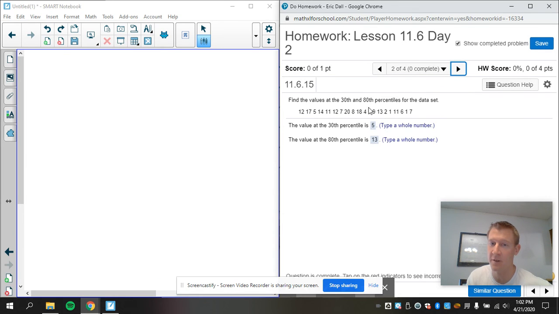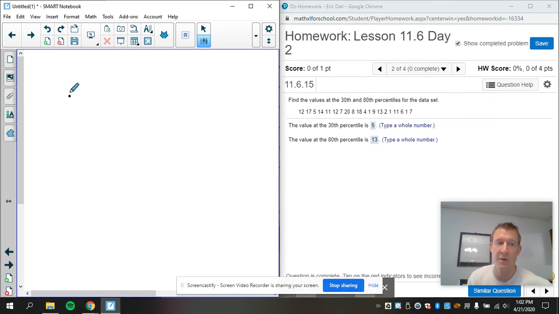Here again is what we were talking about earlier. It says find the 30th percentile. The pain is going to be that you're going to have to put all those numbers in order first. So there's 1, 2, 3, 4, 5, 6, 7, 8, 9, 10, 11, 12, 13, 14, 15, 16, 17, 18, 19, 20. Guess what? Great. That's what we already did.